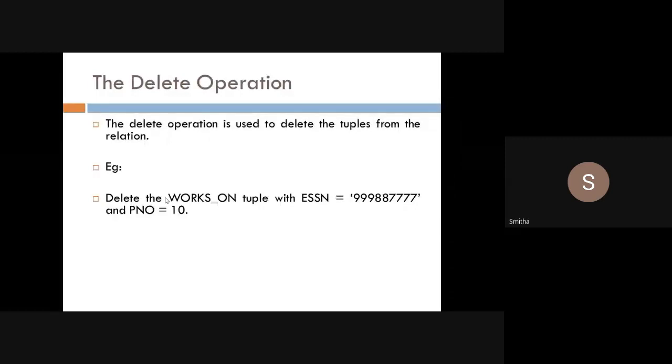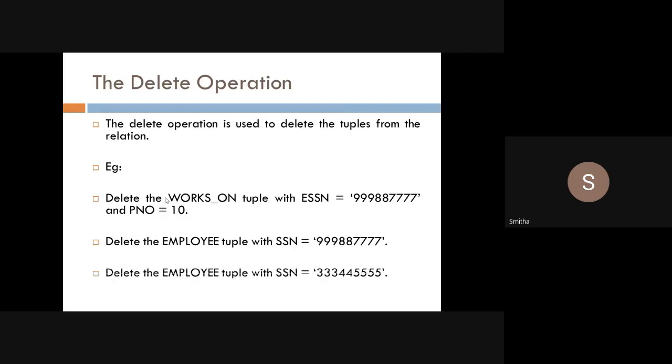Okay, so that is some unique identifier, or it can be a combination of keys as we have seen in super key. Here they have given ESSN and P number also. Okay, so delete the employee tuple with SSN equal to something. Whichever record this particular SSN matches, that tuple will get deleted. So delete the employee tuple with SSN equal to a particular value. Whose SSN is 333445555, his tuple will get deleted. Okay.